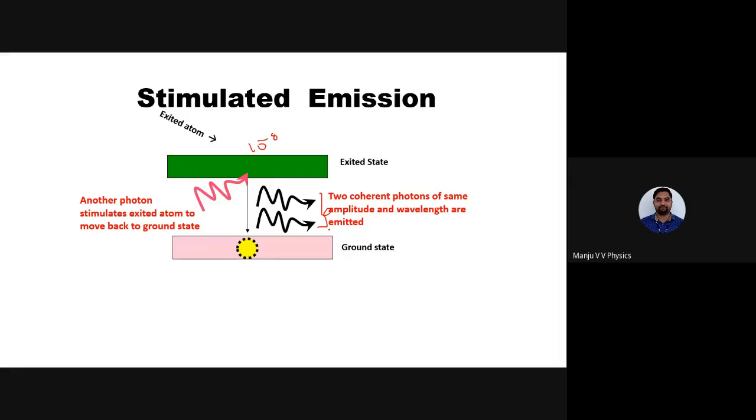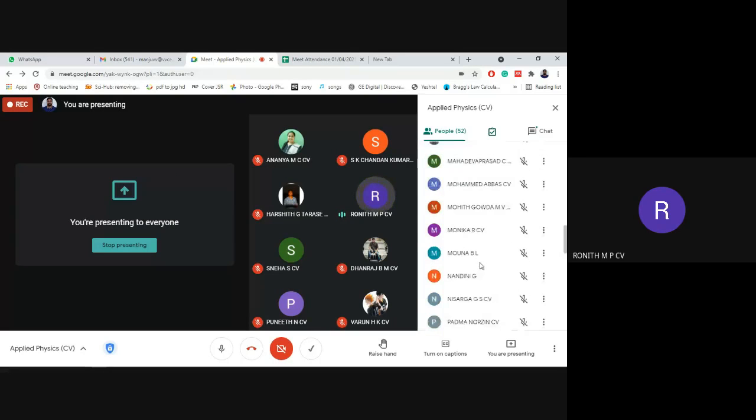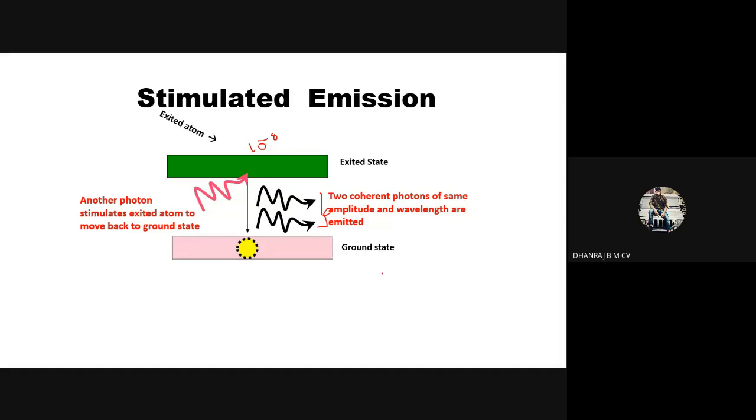Again, can anybody tell me what parameters it depends on? Required amount of energy. Very good. And the number of atoms, the electrons. Very good. It depends on two parameters. One is how much energy you pass in order to stimulate. And the other is how many atoms or how many electrons are there in the excited state. So it is proportional to N2 and mu, that means the number of atoms in the excited state and the given energy.